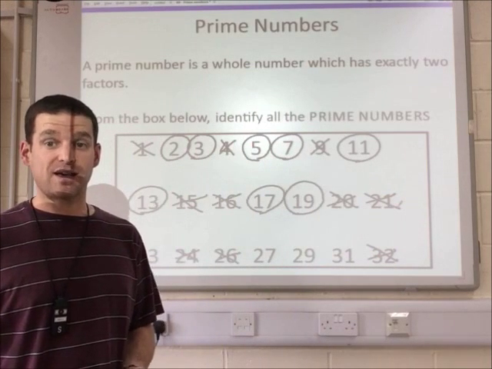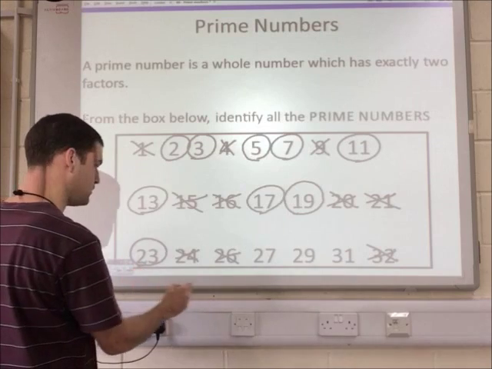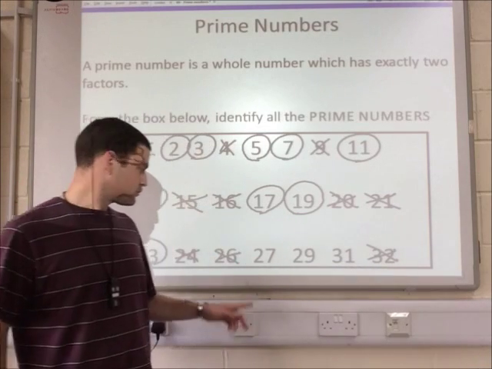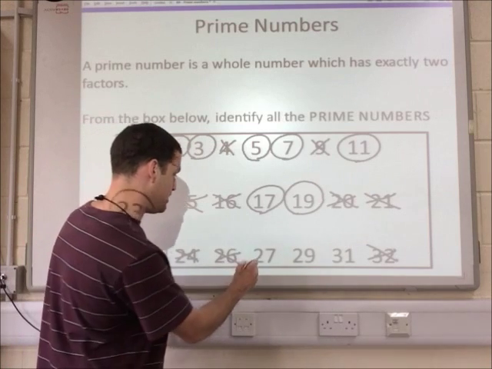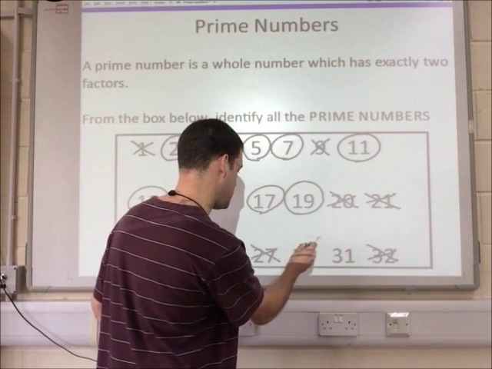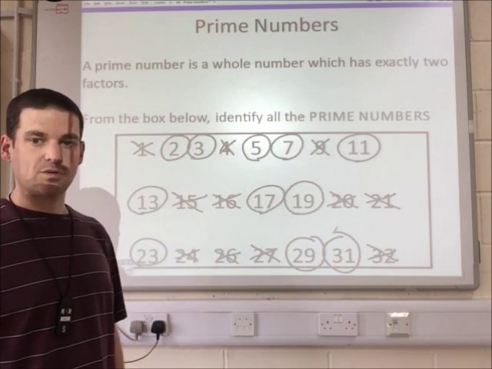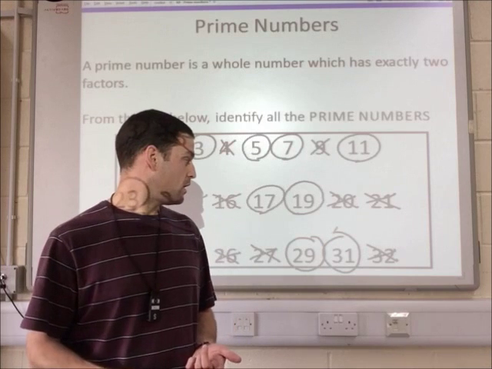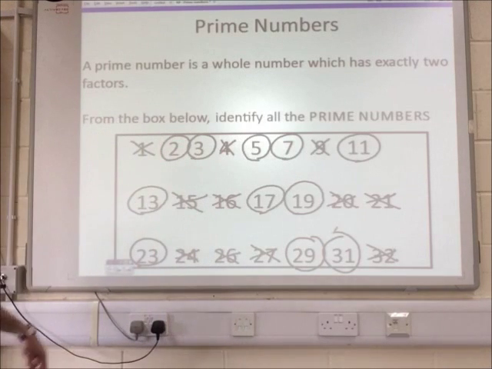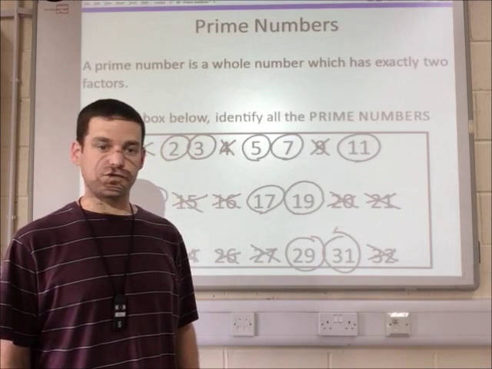21, I can recognise that as 7 times 3. 27 is also 9 times 3, so that's not prime. And that just leaves 29 and 31, neither of which have any other multiples or factors. So that's the list you're left with as the prime numbers from the original list.